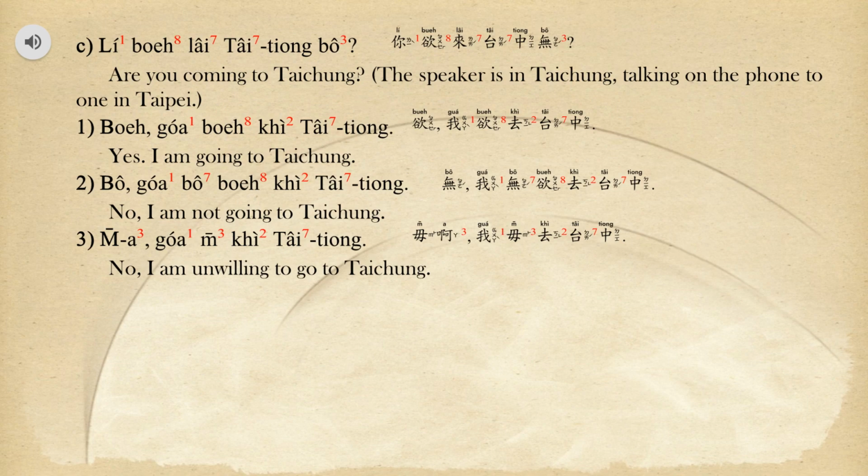C. 你要來台中無 Are you coming to Taichung? The speaker is in Taichung, talking on the phone to one in Taipei. 要 我要去台中 Yes, I am going to Taichung. 無 我無要去台中 No, I am not going to Taichung. 毋 我毋去台中 No, I am unwilling to go to Taichung.